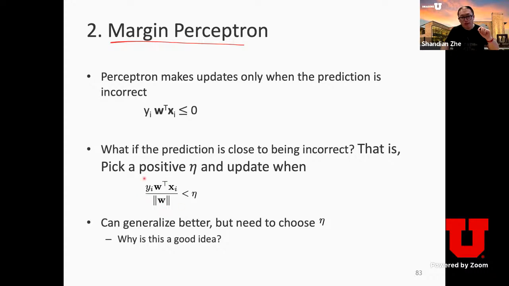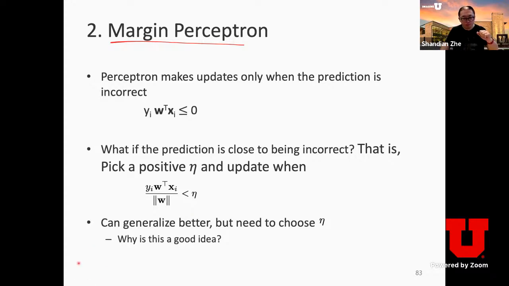So now we want to know what this means. If we remember what we have reviewed, the definition of distance, this is actually the distance. If w correctly predicts xi and yi, we know this product is positive, and divided by the norm of w, this is actually the distance between xi and the current hyperplane determined by w. So this test condition tells us that even if you can correctly predict xi, if the distance between xi and the hyperplane determined by w is less than this threshold, you're still going to adjust the hyperplane to ensure that xi is at least eta away from the hyperplane.